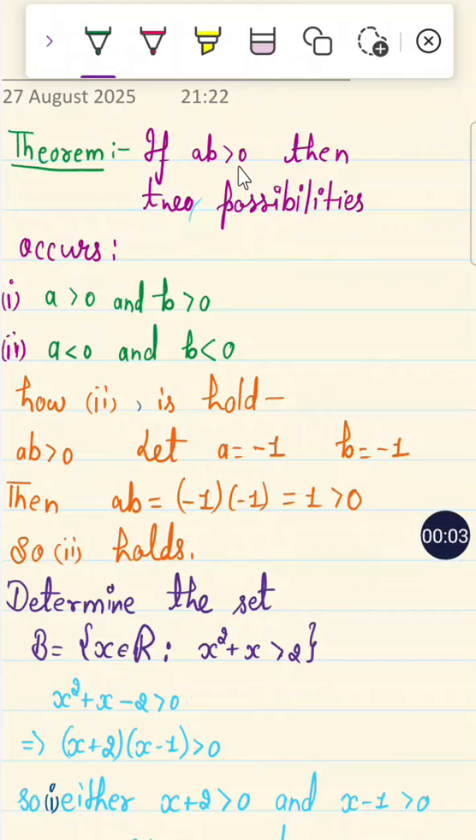This theorem is based on inequalities. If the product of two real numbers a and b is greater than 0, then two possibilities occur. First, a is greater than 0 and b is also greater than 0. It is an obvious possibility.